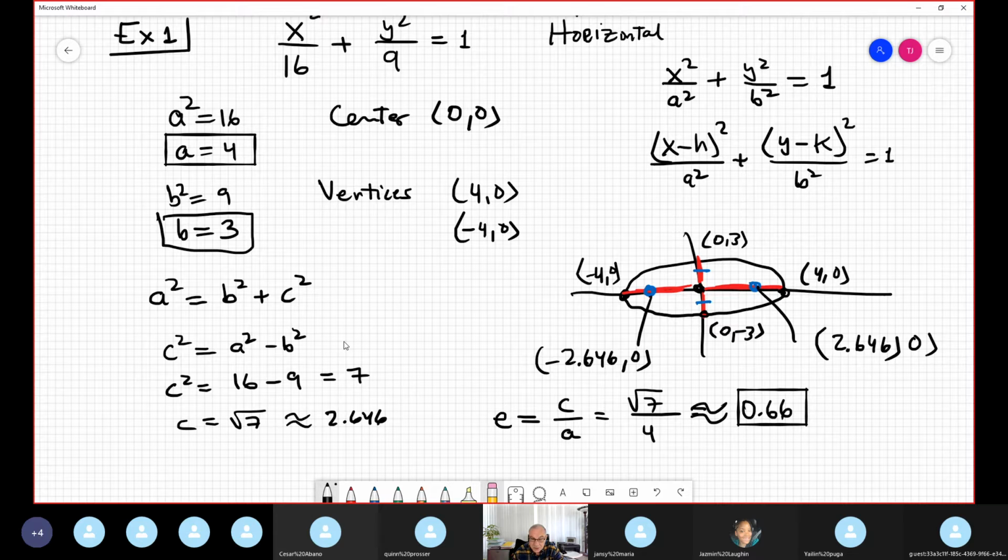Okay? So this is important, guys. How many points do we need to determine the ellipse? We need to find the center first, the vertices, the endpoints of the minor axis, which have no name, it's just endpoints, and the foci. And the eccentricity is just a curiosity to understand how flat our ellipse is.